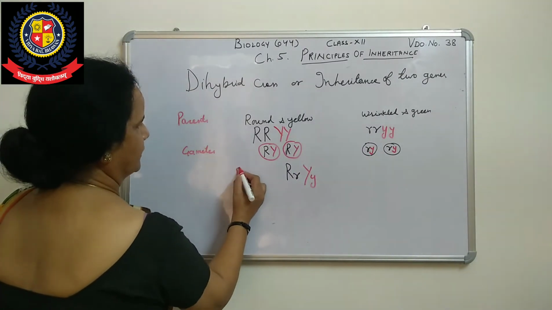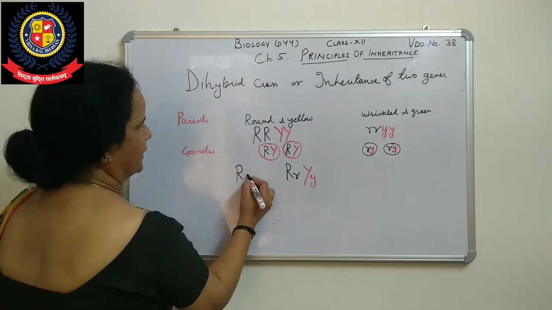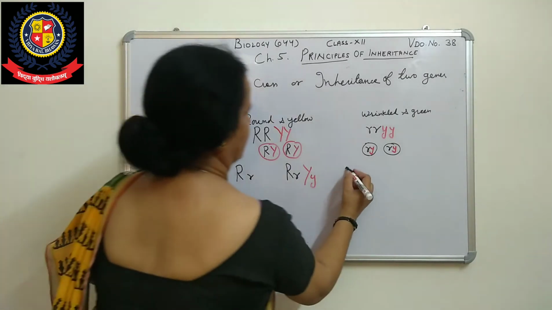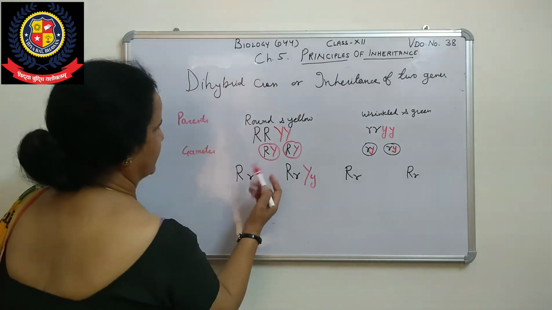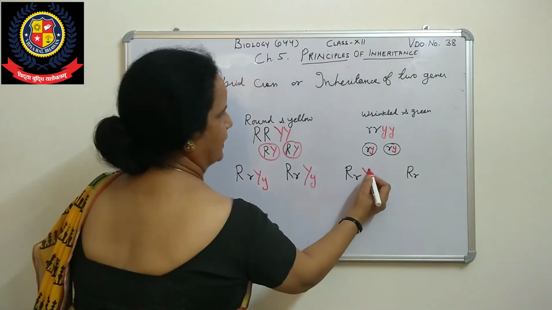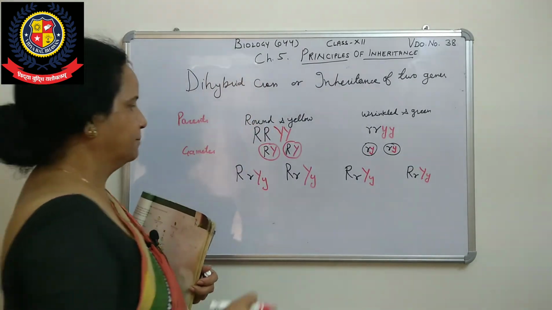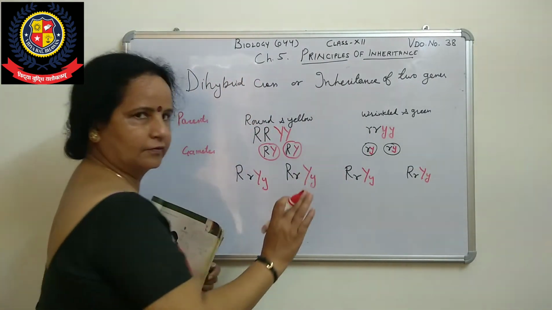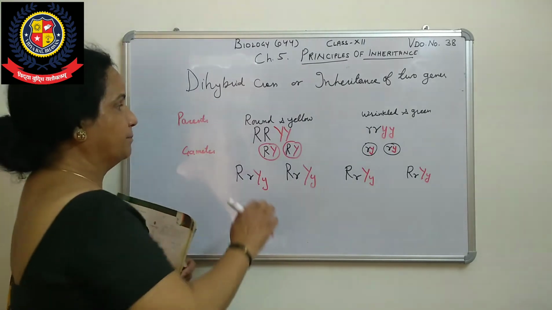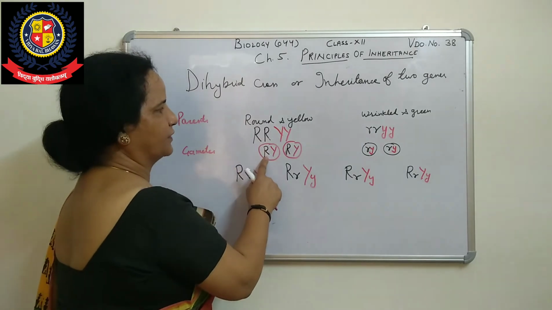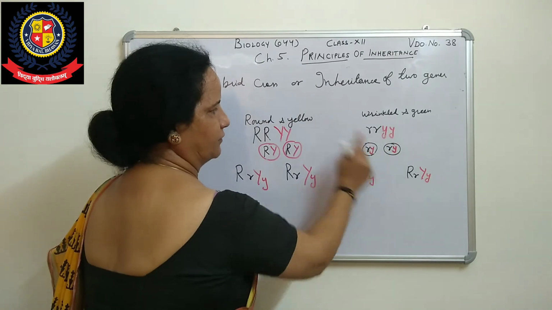If we want to write it, R and R, R and R, we can make it like this. Is it clear? We have got all heterozygous. Two genes, two alleles are there, but all of these are heterozygous. Here we have taken R from this one and Y from this one. From these two R's, one R and one Y we have taken.